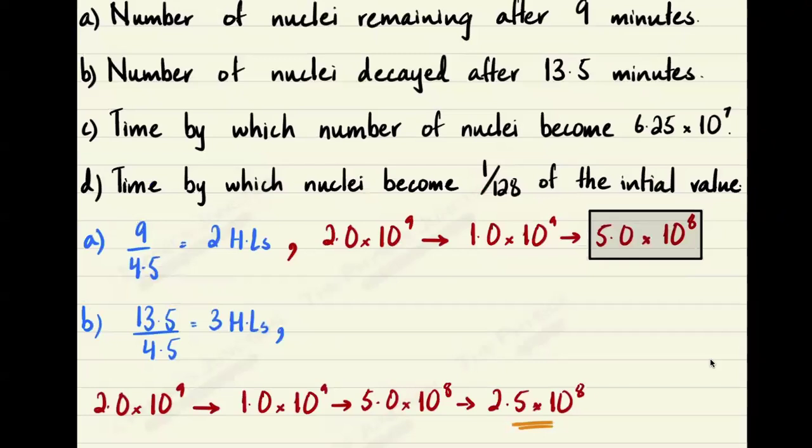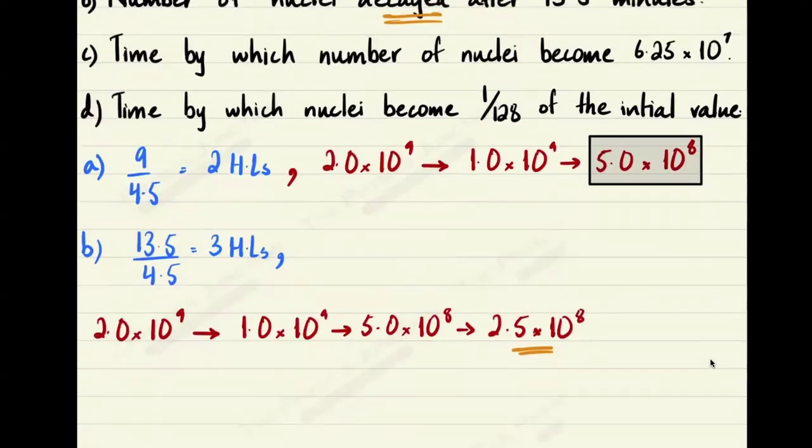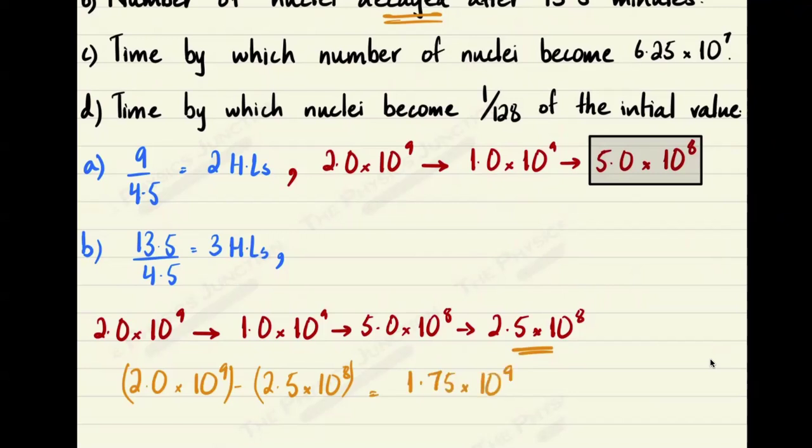The question is asking for the number of nuclei that have disappeared, that have gone away, that have decayed. So the initial number of nuclei was 2 × 10⁹, subtracting from this the number of nuclei remaining after the set time. When you calculate this, you get the number of nuclei that have decayed. So 2 × 10⁹ minus 2.5 × 10⁸. Let's work this out. It turns out to be 1.75 × 10⁹ nuclei that have decayed.